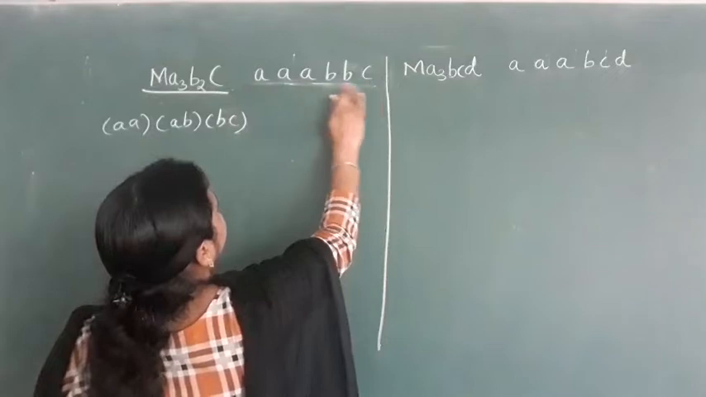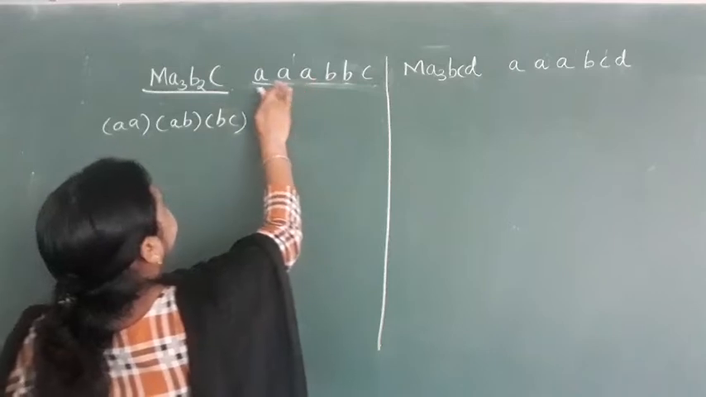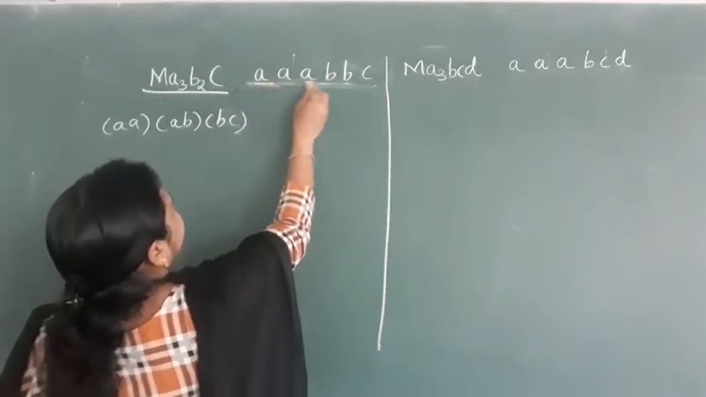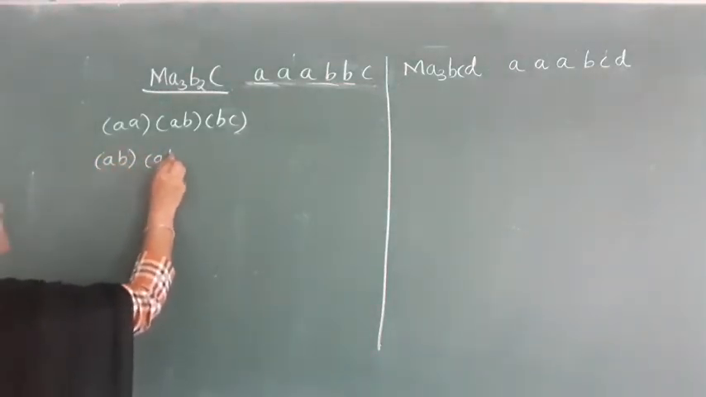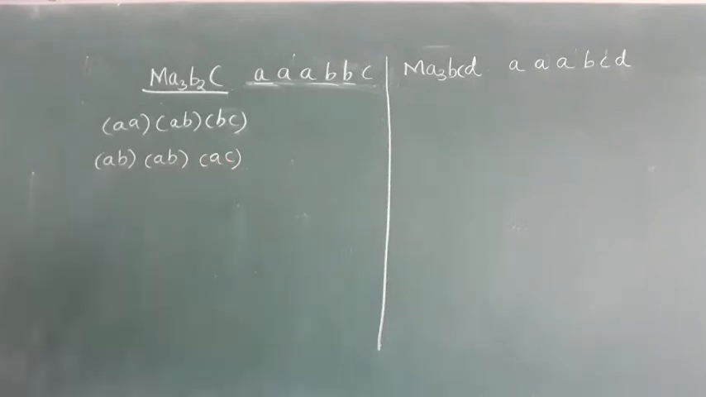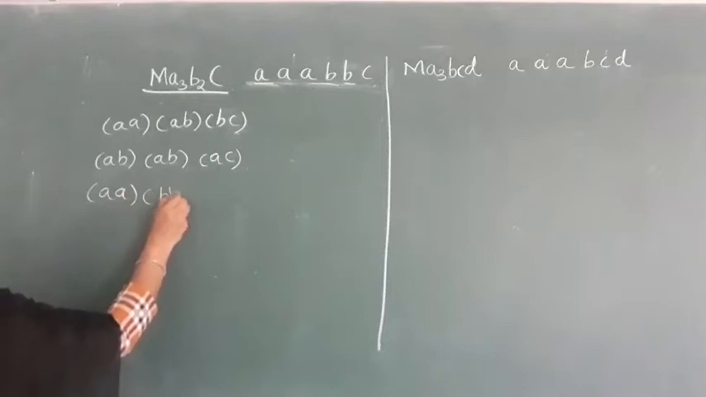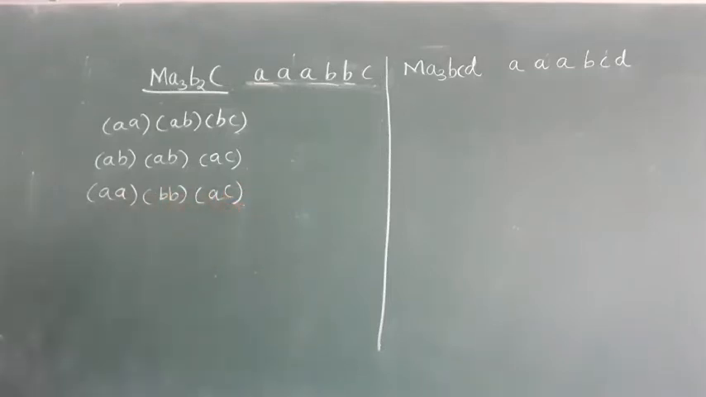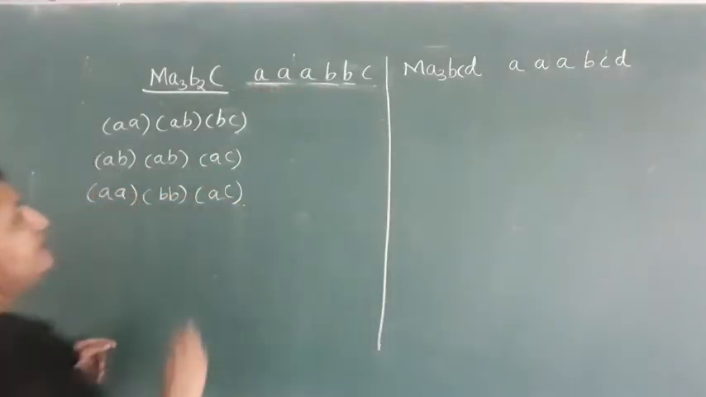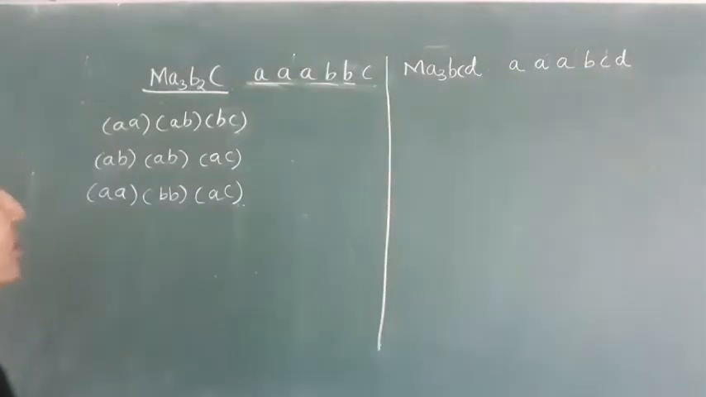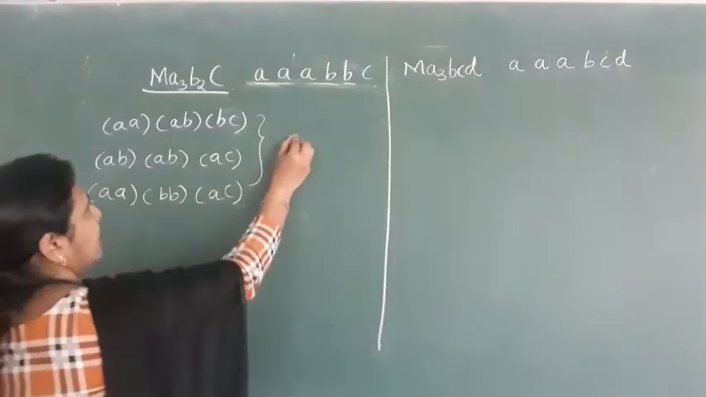Next, take this AA, and take this A with this B and with this B. So AB and AC. This is one possibility. Again we can make AA, BB and AC. So only three possibilities are there, and so three geometrical isomerisms are there.